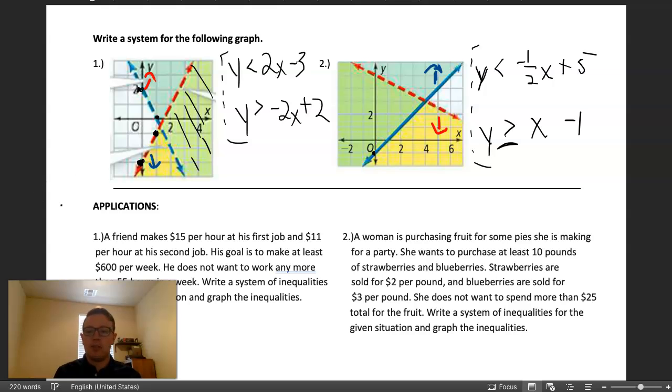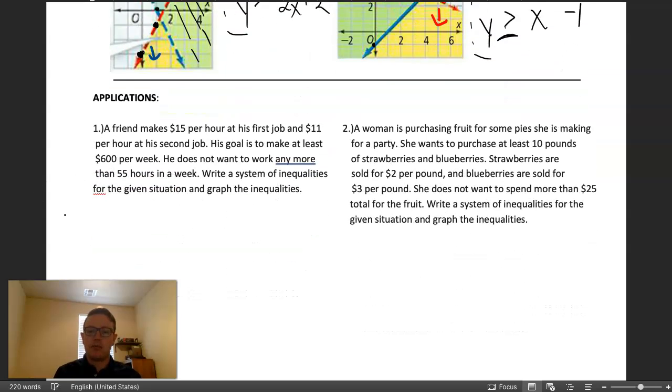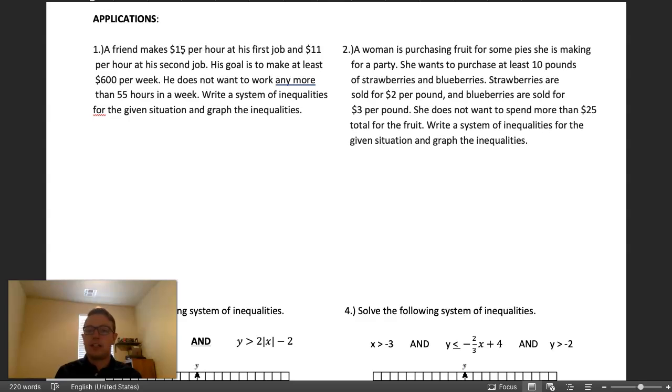Now let's do some application. Let's say you have a friend who makes $15 per hour at his first job and $11 per hour at his second. His goal is to make at least $600 per week, and he doesn't want to work any more than 55 hours a week. We want to write a system of inequalities and graph these.